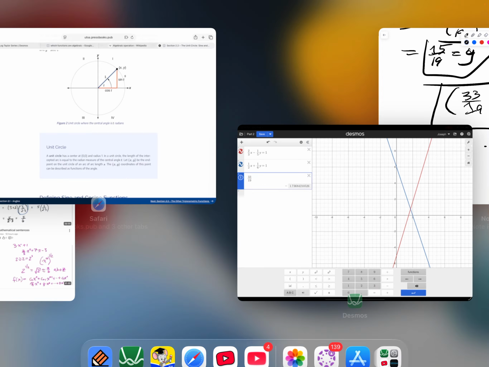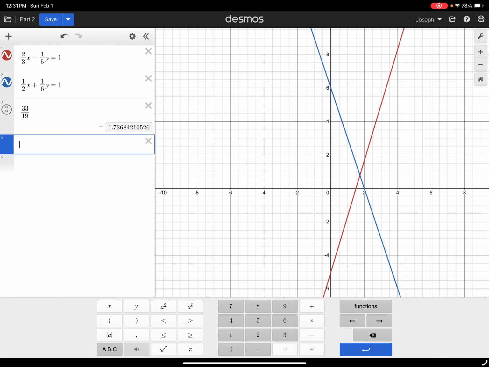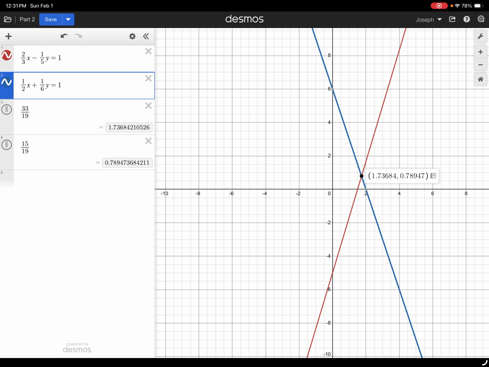15/19. Okay, fine. 15/19. What was this over here? Boop. Pretty close, right? See how they rounded over here where the coordinate is? 684, whereas over here we have even more decimals.